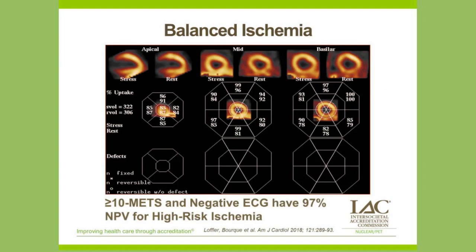Now, I'm not showing you the rest of the study, where they had an abnormal gated imaging result and they had angina on the treadmill. Fortunately, they were referred for cath and the disease was identified. So it's important that if you have greater than 10 METs and a negative ECG, you have a 97% negative predictive value for high-risk CAD.